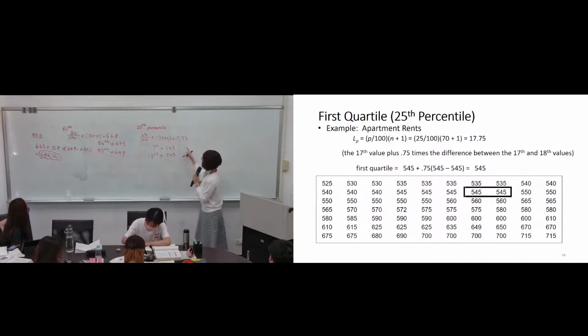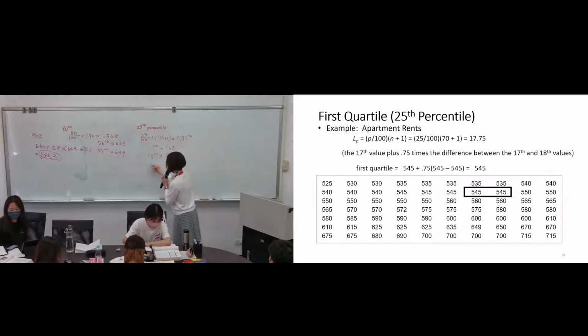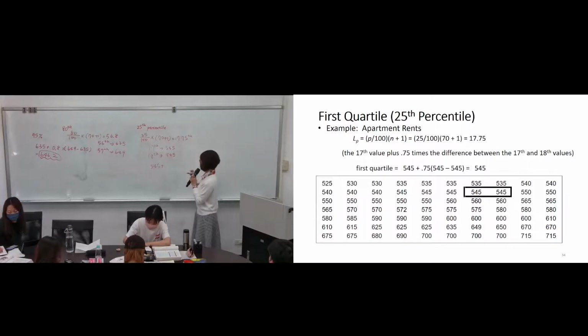Okay, but the position tells us that's 17.75. So we should add 545, that's the 70th value, plus the difference between 17 and 18. Because both values are the same, the difference is 0.